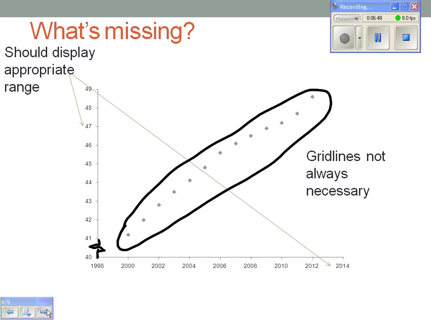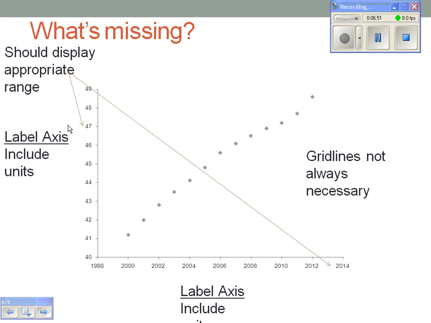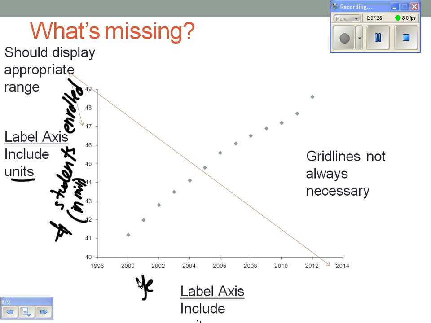Another thing that you have to include, these axes have to be labeled and they have to include the units. So you would write on here number of students enrolled, and you have to tell me what you're talking about. So this is in millions. There's not 44 students enrolled in school in the year 2004. 44 million. Again, I'm making these numbers up. So include your units. Over down here, you would put year.